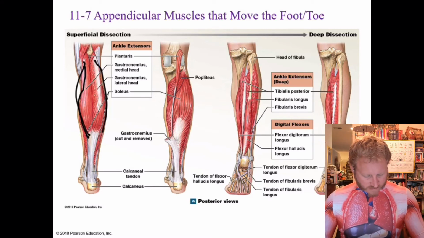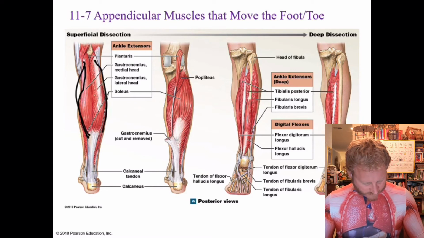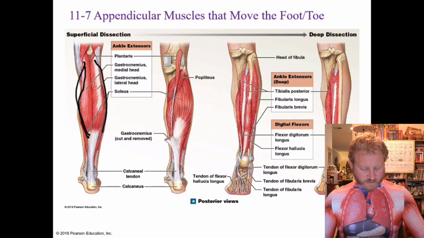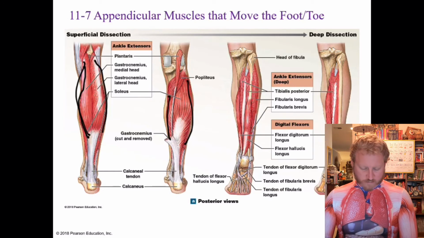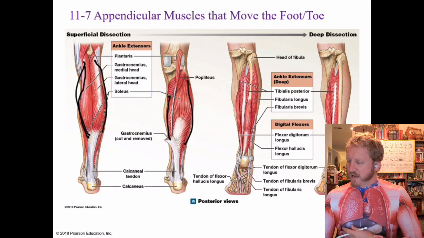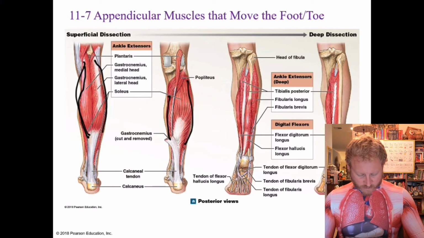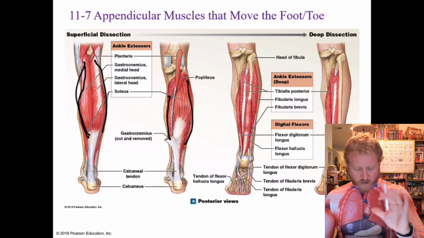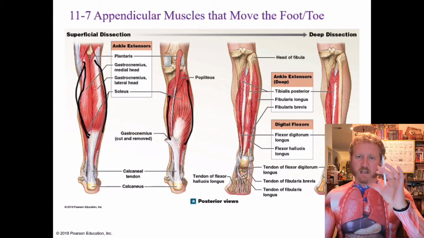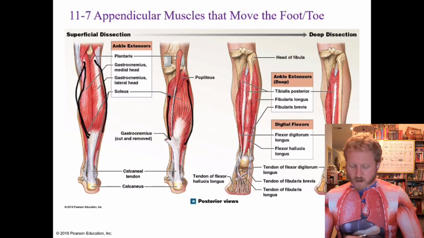We also have the soleus. Let me see if I can find that one on here, which is a muscle that's underneath the gastrocnemius. So here it is right there. The fibularis muscles, which are the fibularis longus and the fibularis brevis, which are beneath those. And then the tibialis posterior, which is higher up. It's closer to the knee than some of the other muscles.